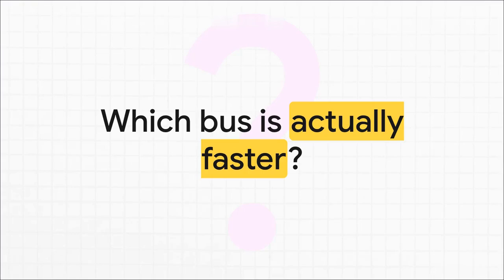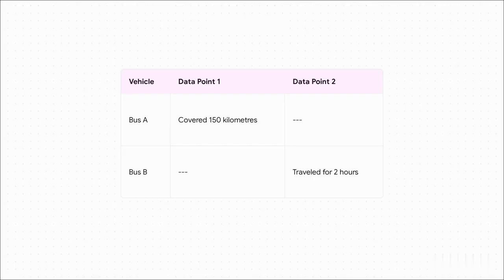Let's make this real. Imagine we've got some data on two different buses. How do we figure out which one is actually the faster bus? Okay, so look at this. Bus A, we know it covered 150 kilometers, and bus B, we know it traveled for 2 hours. So, can you tell which one is faster? Nope, it's impossible. We've got a distance for one and a time for the other. The data points are like apples and oranges. They just don't connect, so we can't make a fair comparison at all.